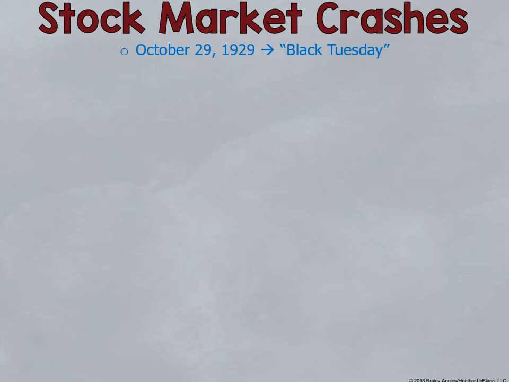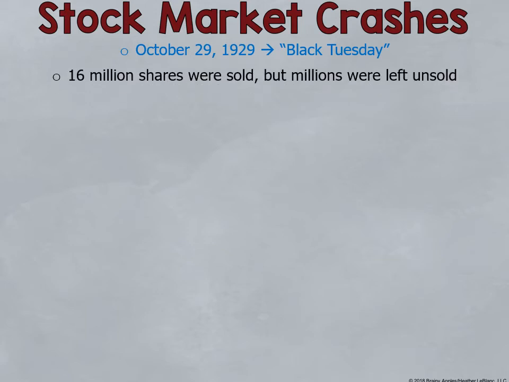All right, so October 29th, 1929 is known as Black Tuesday. Okay, this is where things went horribly wrong. People didn't have access to their money. The money invested in these companies was not there, causing even more problems.